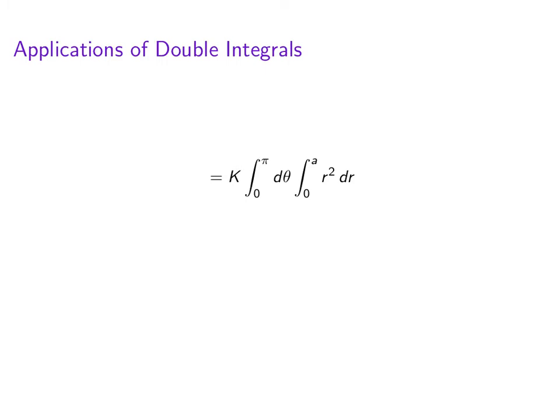This one we can split up: k times the integral from 0 to pi of d theta times the integral from 0 to a of r squared dr. All right, I'll spare you the details of the calculations. Pretty straightforward. We'll end up with 1/3 k pi a cubed.